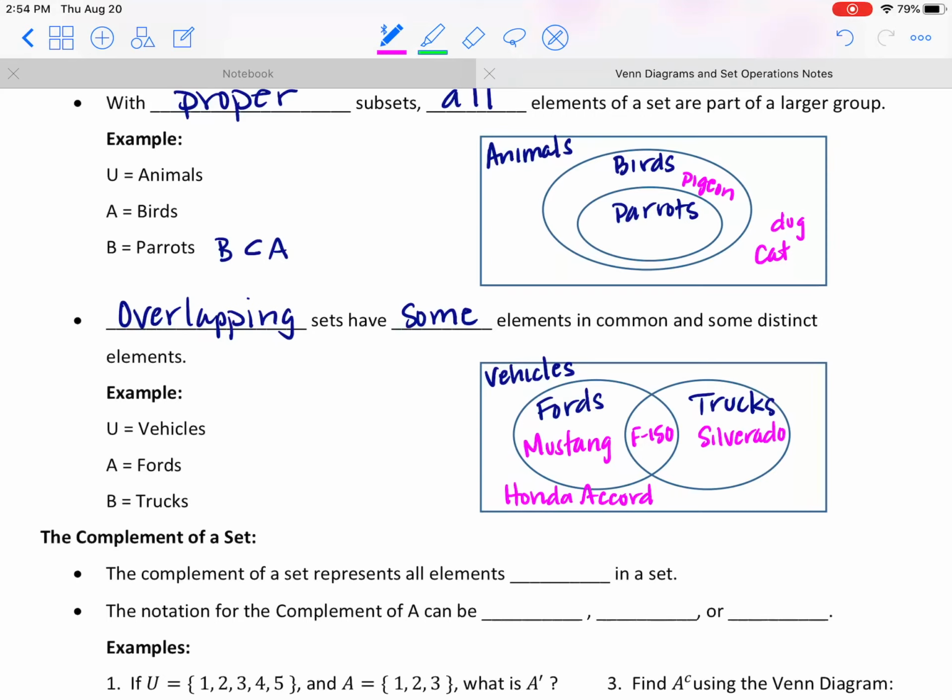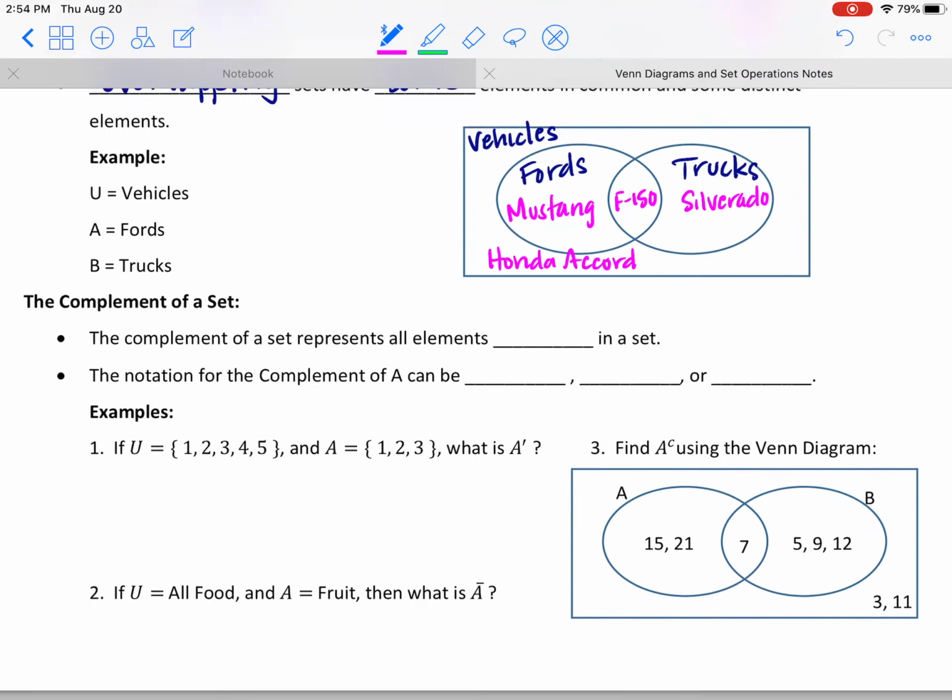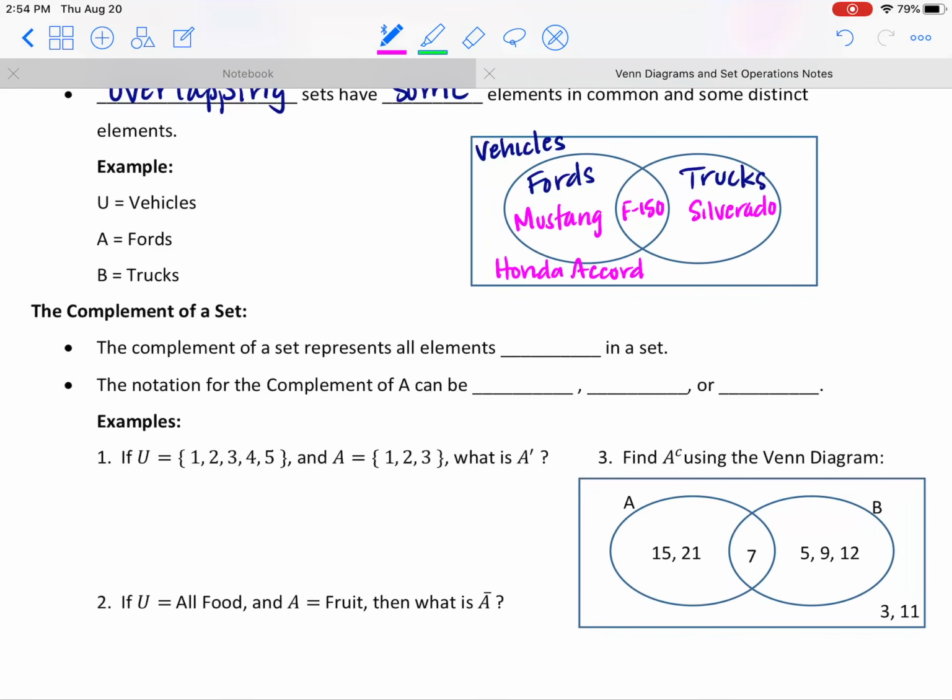Okay? So we have disjoint sets with nothing in common, proper subsets where an entire set is in another, and then we have the common overlapping sets where we have some elements in common. Okay, now no matter the relationship, there are three what we call set operations that we should be able to perform when we're looking at multiple sets in one rectangle or one universal set. The first one we call the complement of a set. So the complement of a set represents all of the elements that are not in a set.